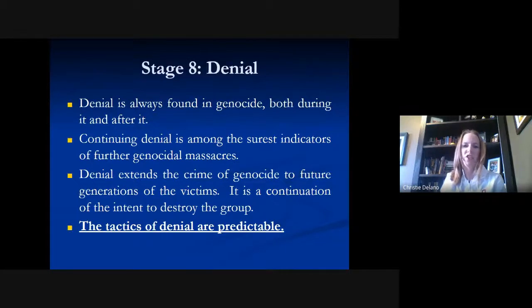And our last stage is denial, right? This comes after the fact. Denial is found during and after, but largely after. And this idea of continued denial is one of the best indicators of further genocidal massacres, right? It extends the crime of genocide to future generations, right? A continuation of the intent to destroy this group.